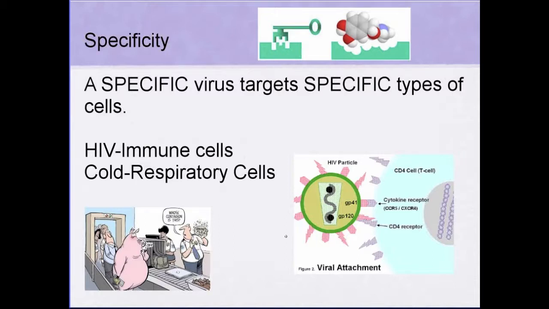Why they are specific is because the protein coat on the outside of the virus, as you can see here, will match up to the proteins on the outside of those cells. Okay, so as you can see here, it matches up perfectly. So that specific virus will target that type of specific cells, the cells with the proteins that match the virus's protein coat.